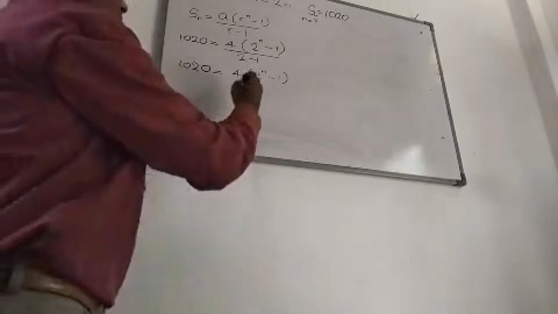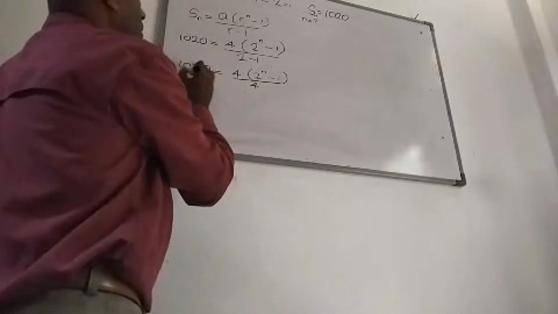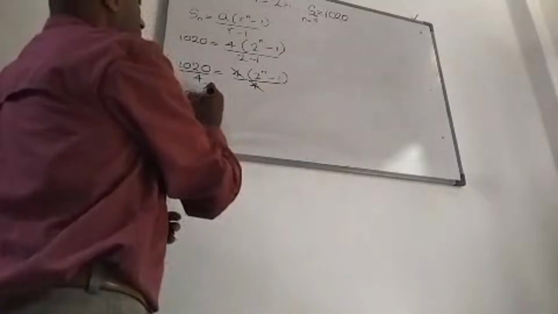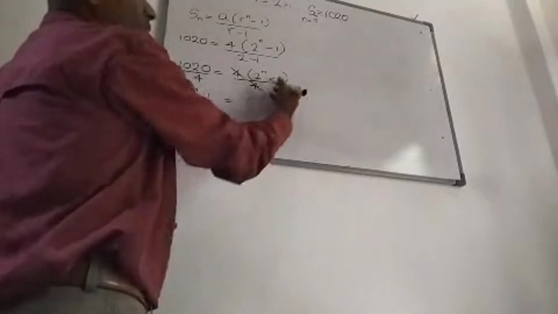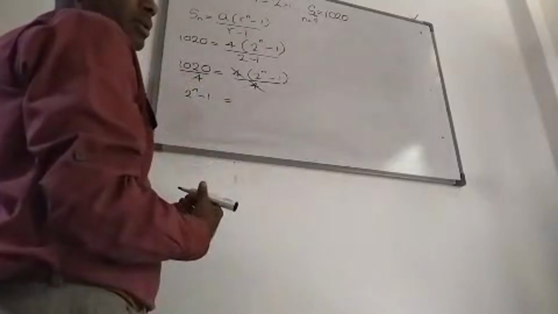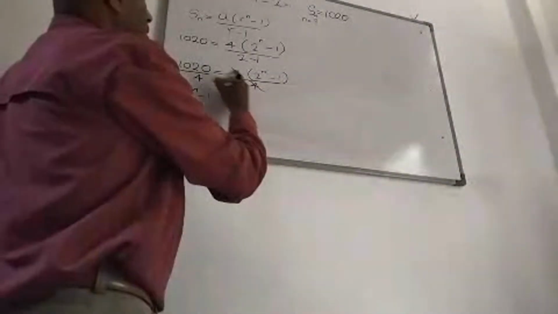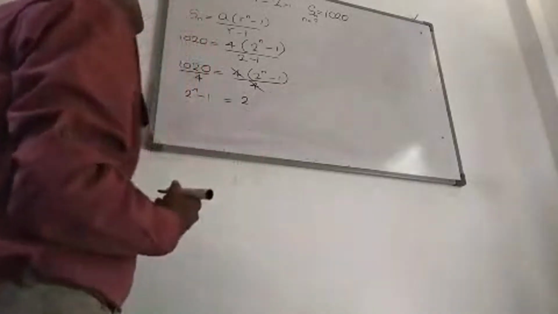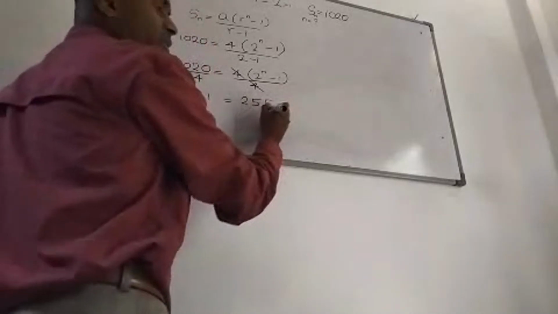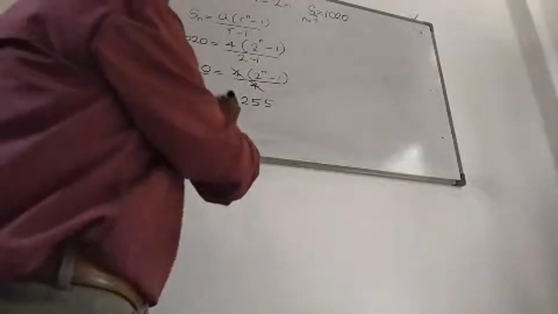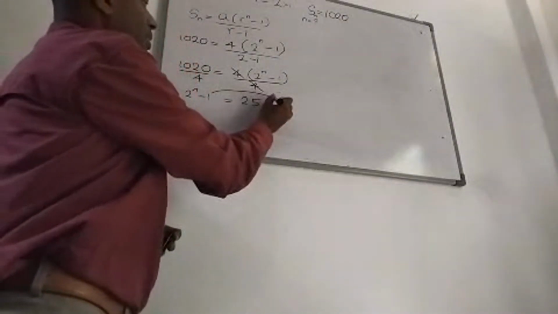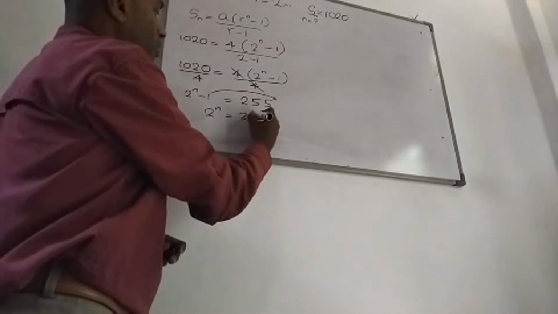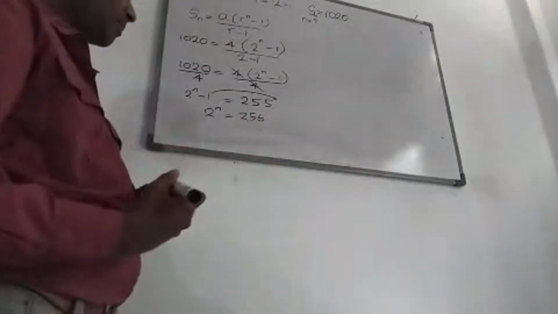Then you can divide both sides by 4 in order to make n alone. We are trying to get n alone. Here you have 2 to the power n minus 1. If you divide this by 4, 255, no? Then I need to bring this negative 1 to this side, then it becomes positive 1. Positive 1 to be added: 256.